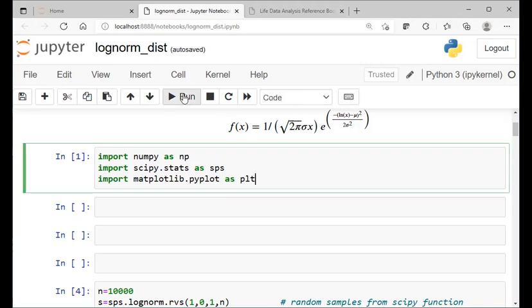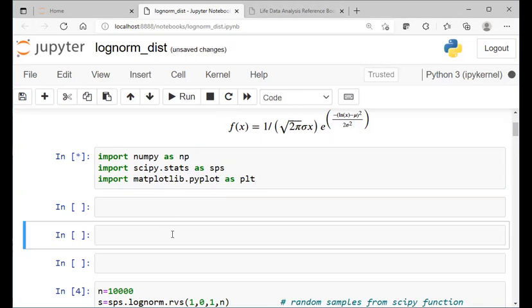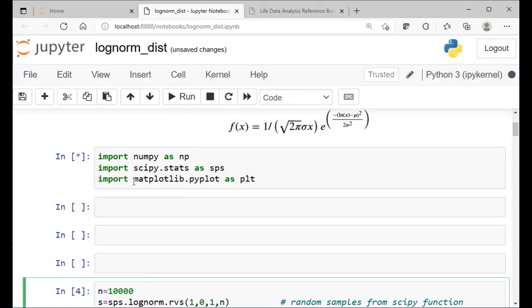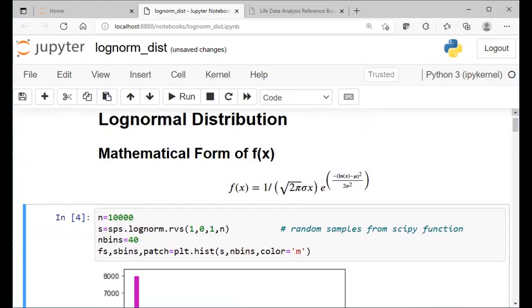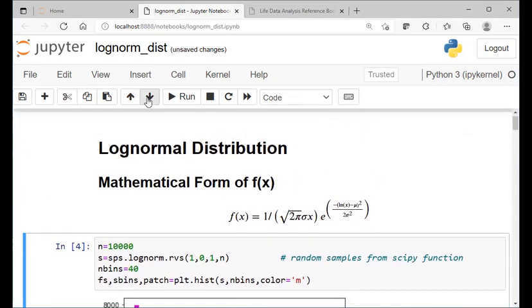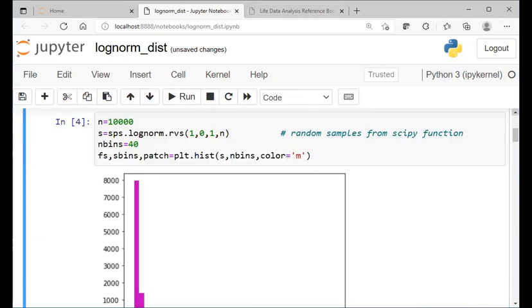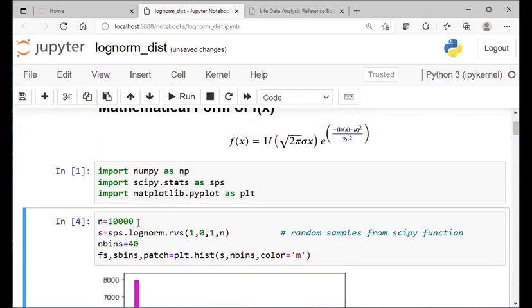Right, so let's run it. Okay, so the libraries have been imported. In the next step, to represent the equivalence, at first I have defined n number of values, n equal to 1000. Then I have generated the random samples from scipy functions of the log normal distribution, right?